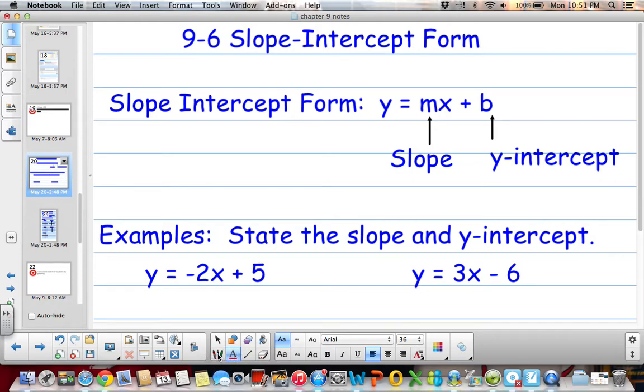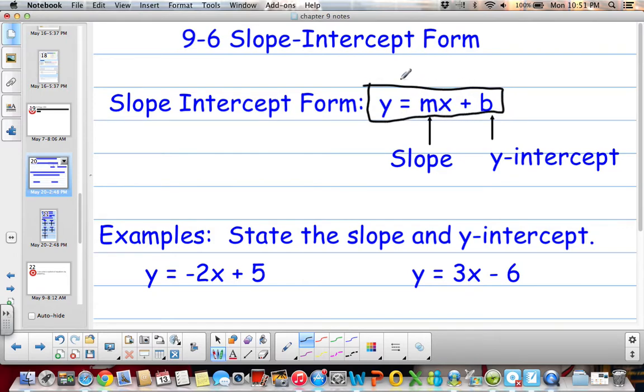Our learning target is graphing equations in slope-intercept form. This is the formula for slope-intercept form: y equals mx plus b. You will hear this over and over for a long time. Y equals mx plus b. M is our slope, b is our y-intercept.